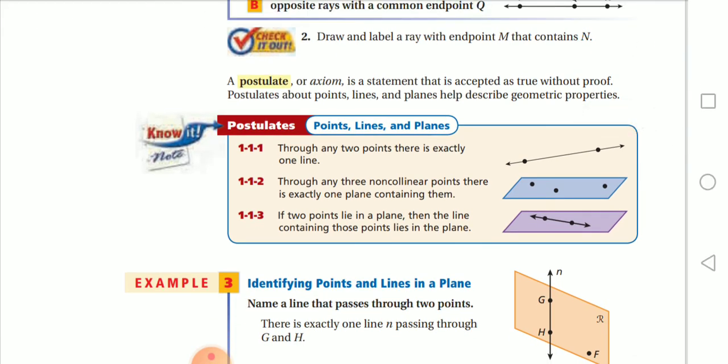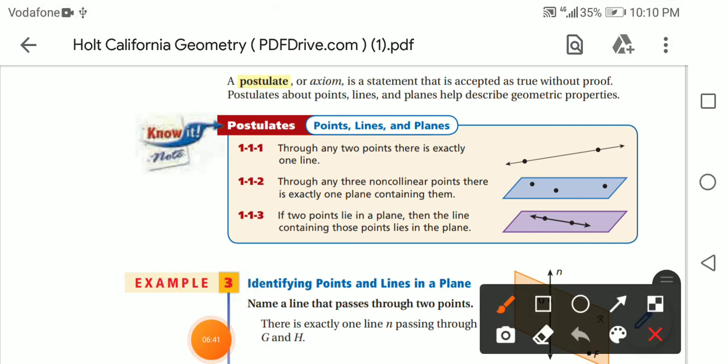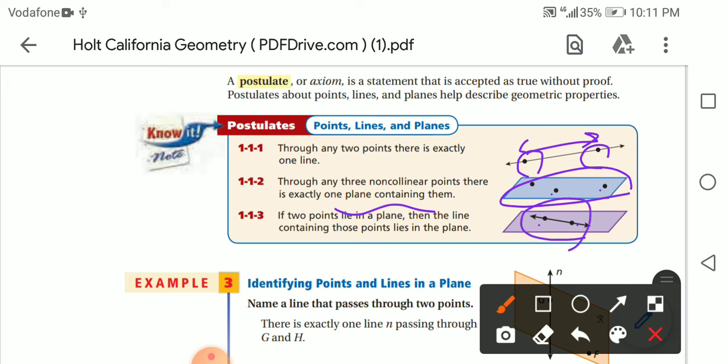Let's see. So I have here postulates. Through any 2 points, there is exactly one line. As you see here, through any 2 points, there is exactly one line between them. Through any 3 non-collinear points, there is exactly one plane containing them. As you see, this is a postulate. If 2 points lie on a plane, the line containing those 2 points, of course, lies in the plane. So it's a postulate.